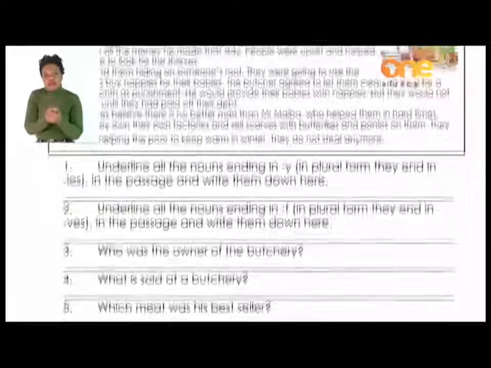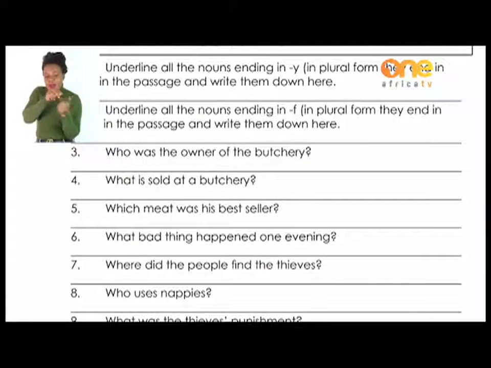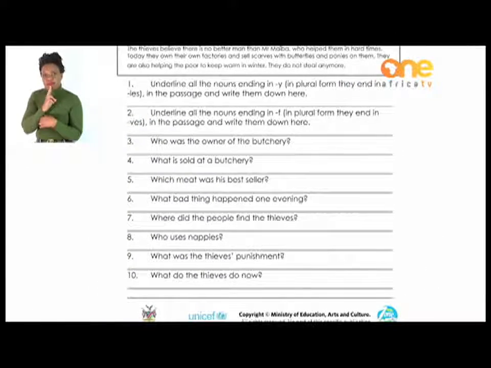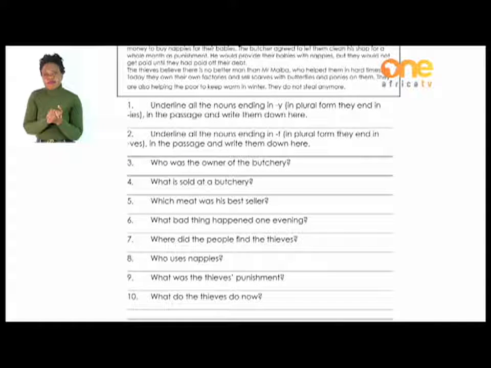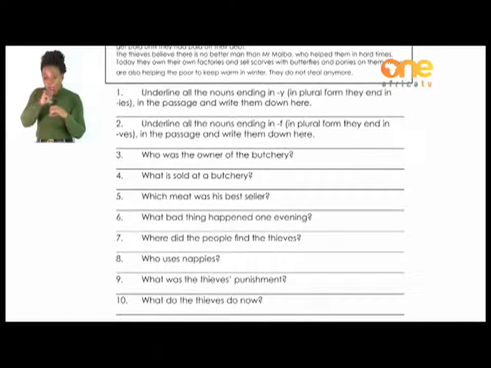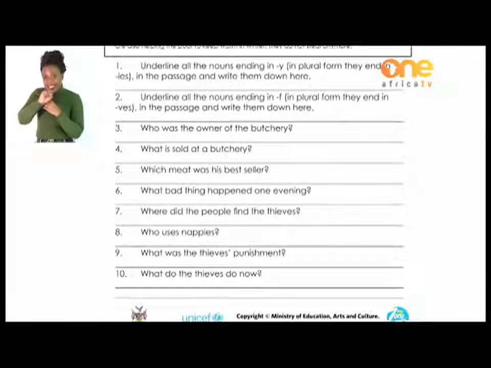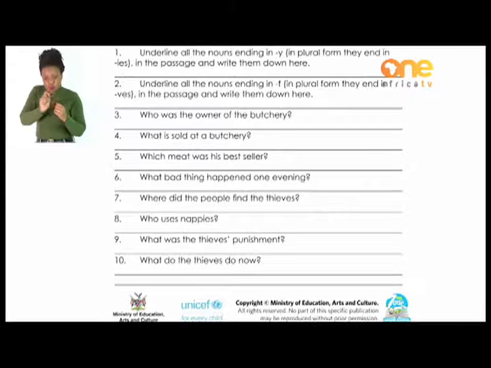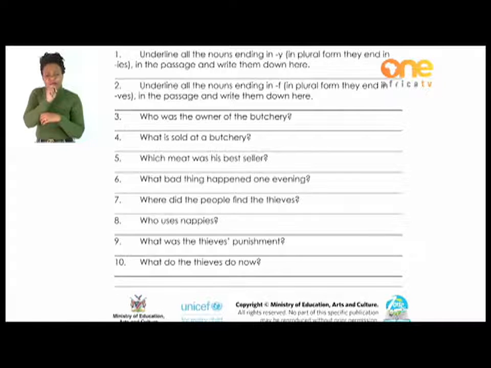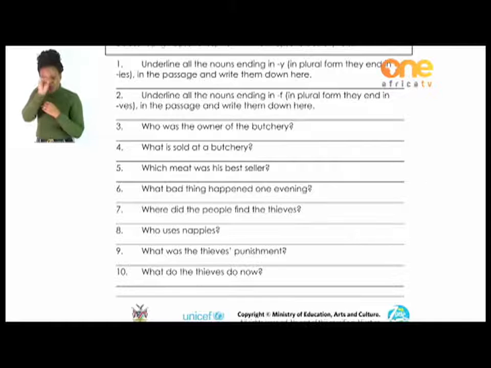And below our passage, remember what I told you. Read for the first time. Go to the questions and read for the second time. There you will know what you are looking for from the passage. Underline all nouns ending in Y. In the plural form, they end in IES. In the passage, write them down there. There are many nouns there ending in Y, and there are also many nouns there that are already pluralized by adding IES.